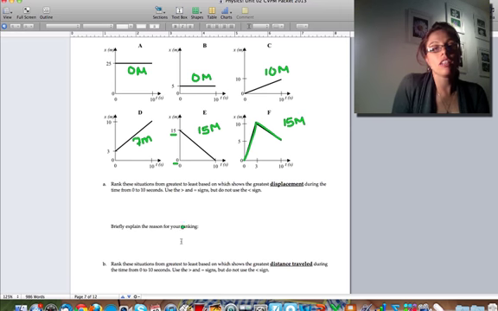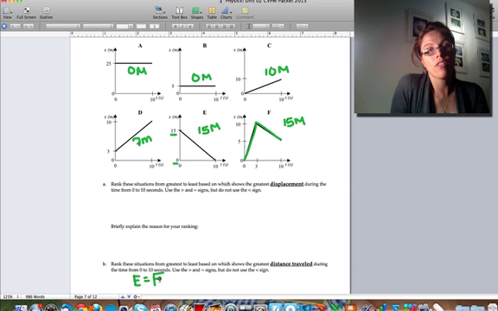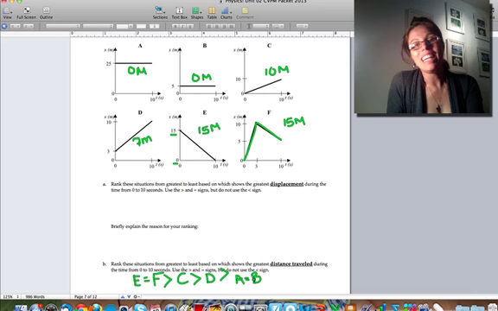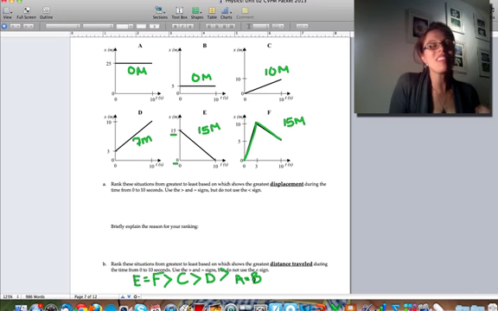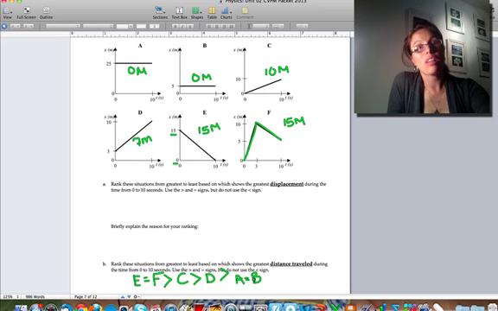To find our distance traveled then, we have to put these in order. So E is now equal to F, which is greater than C, which is greater than D, which is greater than A equals B. I hope you guys all got this. It's so exciting to see you guys do so well. So I really, really hope you got it.